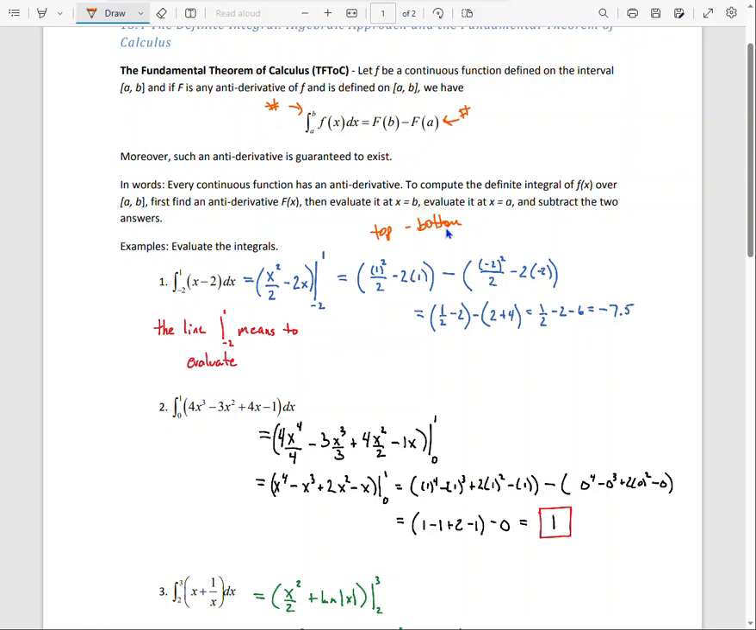Upper and lower, but fewer letters there. So I'll put 1 everywhere I see an x. I have 1 squared over 2 minus 2 times 1. Subtract, always subtract. So evaluate at the top number. Subtraction, evaluate at the bottom number. So I'll put -2 all squared. Notice the use of parentheses. Divided by 2 minus 2 times a -2.